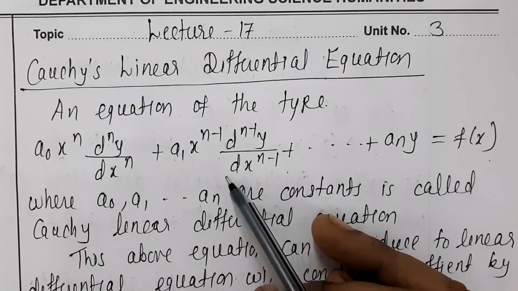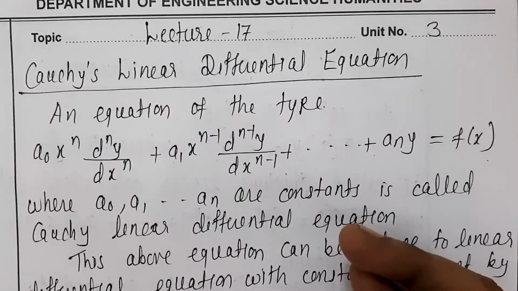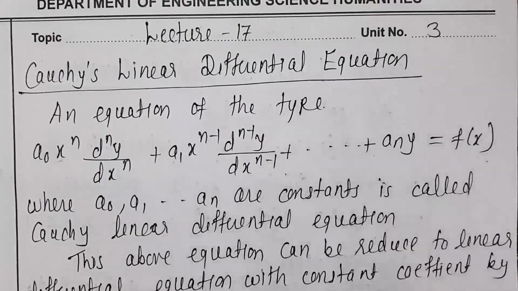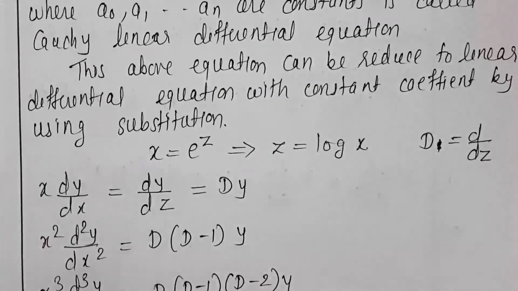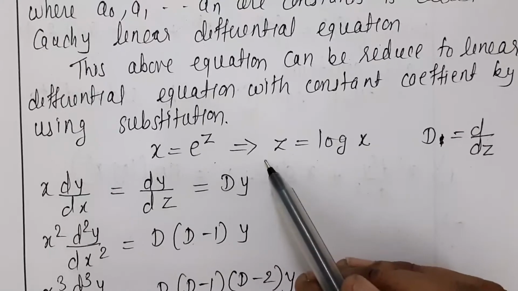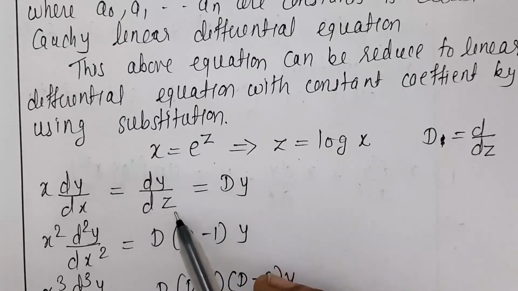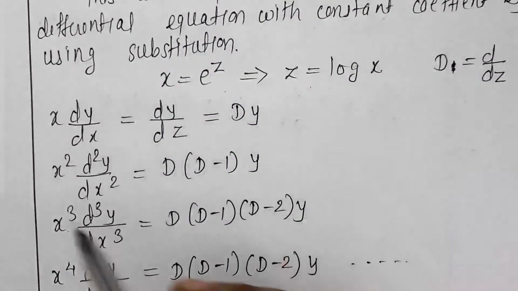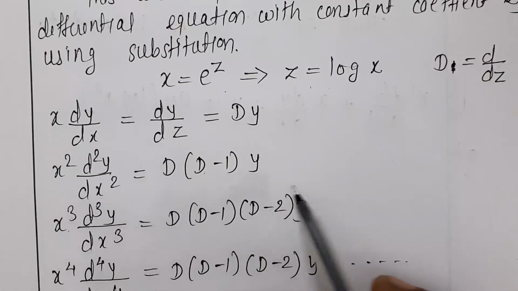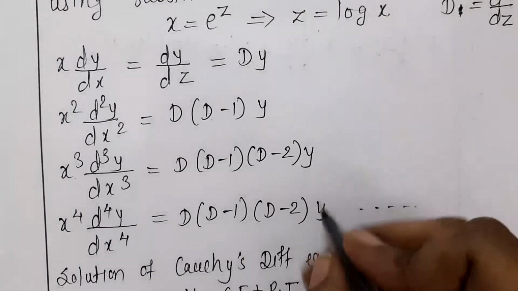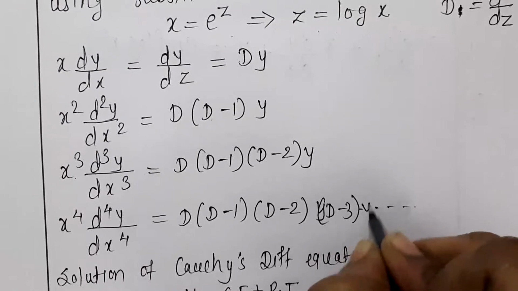Now we cannot directly simplify this Cauchy's linear differential equation. We have to first convert it into a linear differential equation with constant coefficients by using substitution. x is equal to e to the power z, or z can be written as log of x, and x into dy by dx is dy by dz, which is nothing but D into y. x square into d2y by dx square is equal to D into D minus 1 into y. x cube into d3y by dx cube is equal to D into D minus 1, D minus 2 into y. x to the power 4 d^4 y by dx^4 is D into D minus 1, D minus 2, D minus 3 into y.